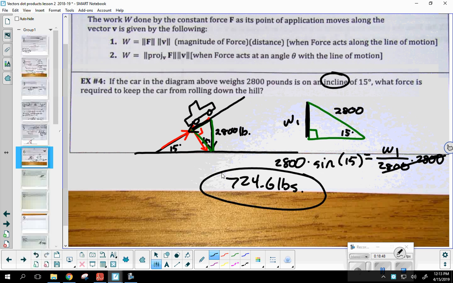So let's try another one of these. This is on the page that has the diagram with the car right about the middle.